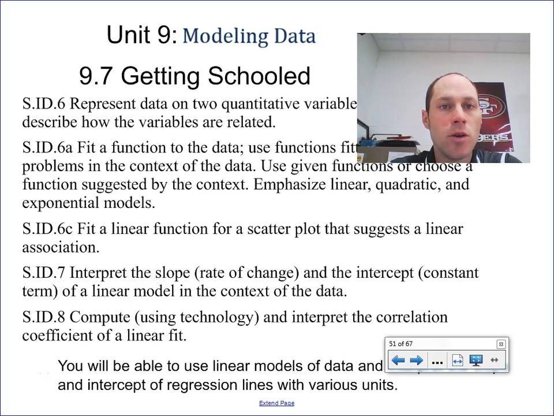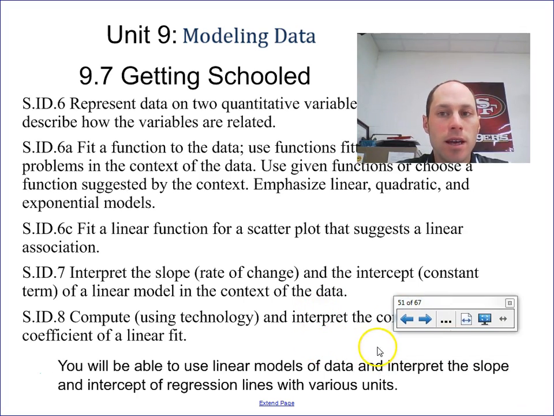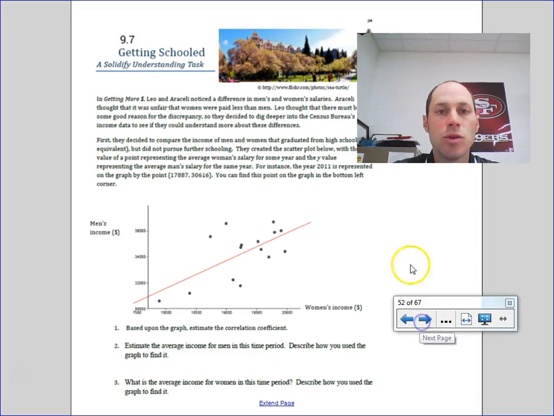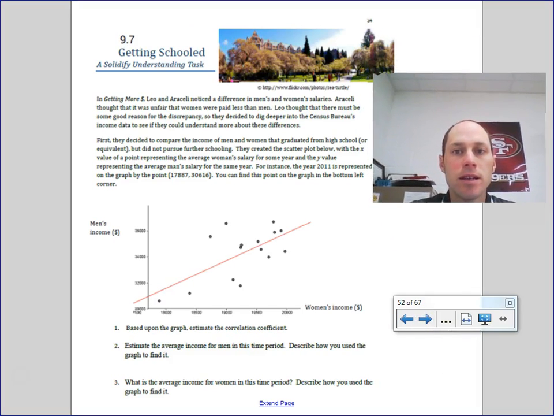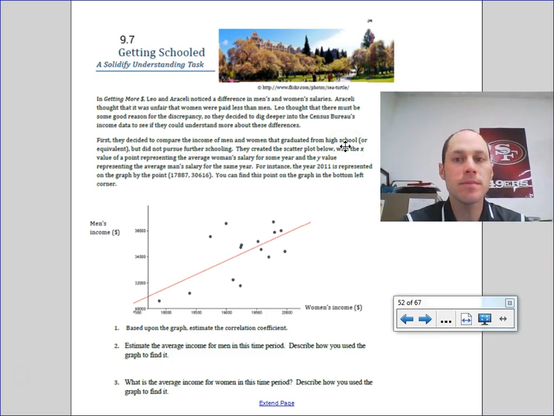All right, as we continue our unit on modeling data, we're going to continue to talk about correlation coefficients and scatter plots, and take a look at the linear models that are suggested by those, and use those linear models to interpret the slopes and intercepts of those regression lines and interpret the units. The lesson today is called Getting Schooled as we continue talking about income between men and women and taking a look at that in regards to years of schooling.